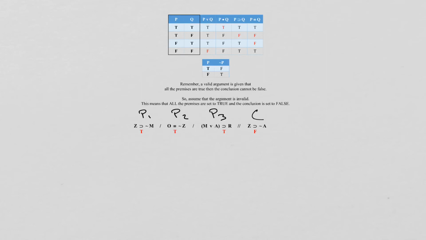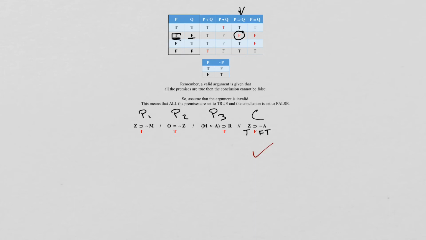Premise 3. How many times do you get a true with a horseshoe? Three times. We're not forced into anything there. Okay, conclusion. We have a horseshoe and we have a false. Getting interesting now. So we're looking at this column right here. We need it to be false, and we're noticing there's only one time it gets false. So now we know that Z has to be true, because that's what that is telling me. And not A has to be false, which makes A true. And we got that one figured out.